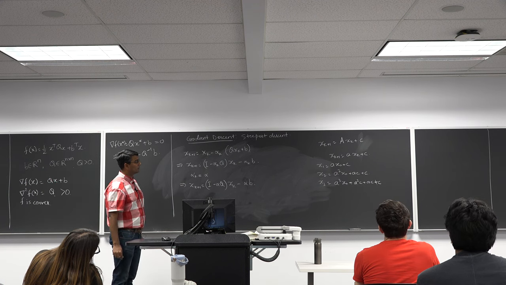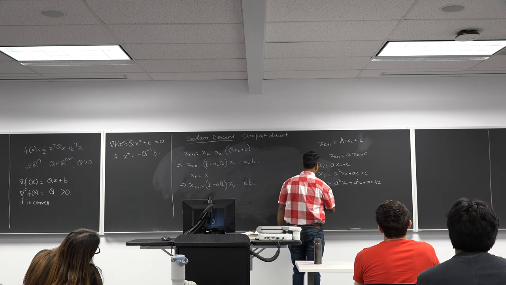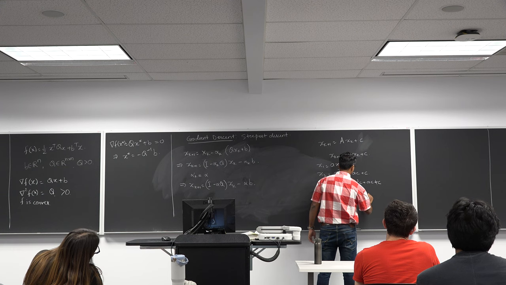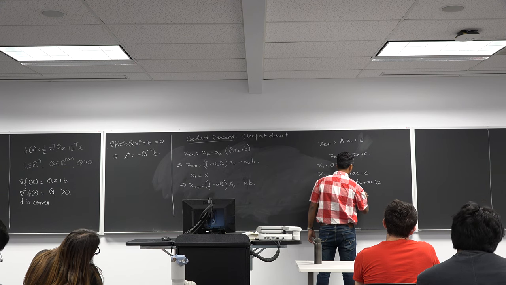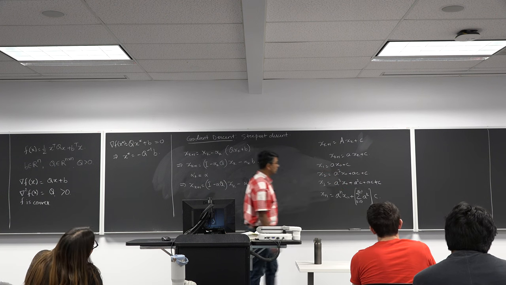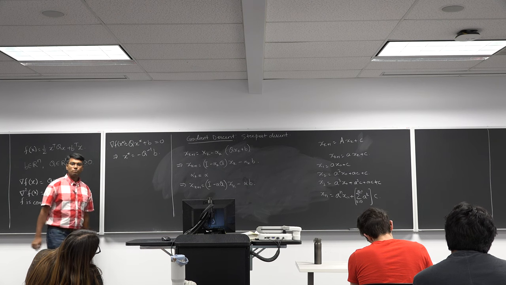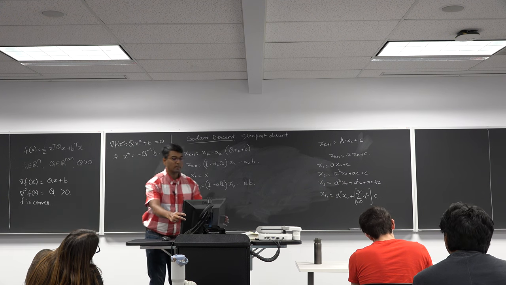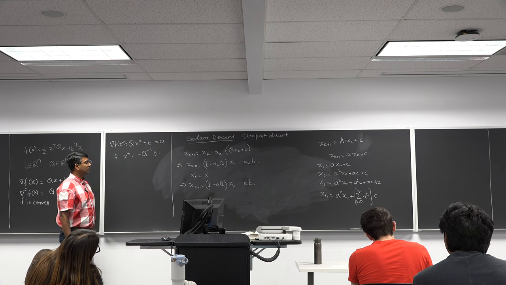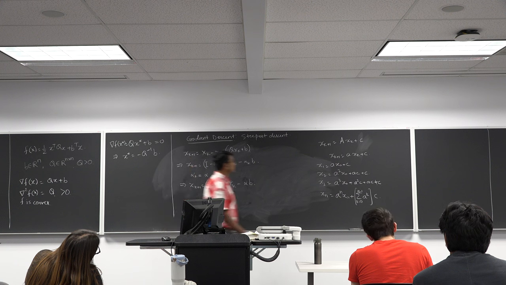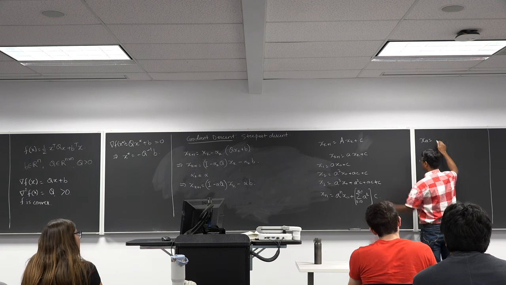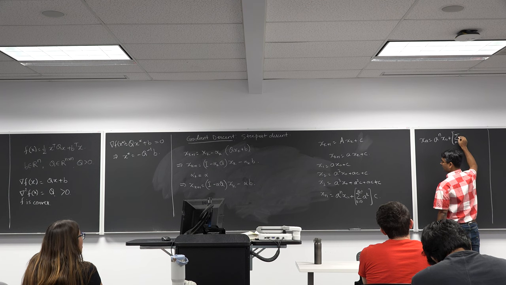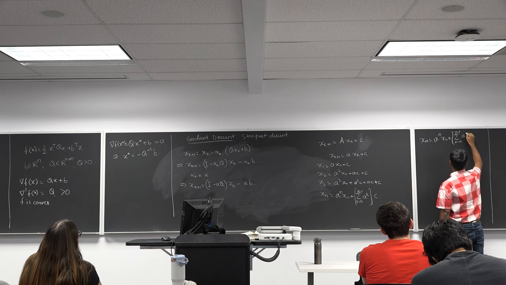I see a pattern there. What is the pattern? x_n equals a^n x0 plus the sum from k equals 0 to n minus 1 of a^k c. Does this look correct? Okay, let me write it on the other side. I'm writing the same expression here: the sum from k equals 0 to n minus 1 of a^k c.